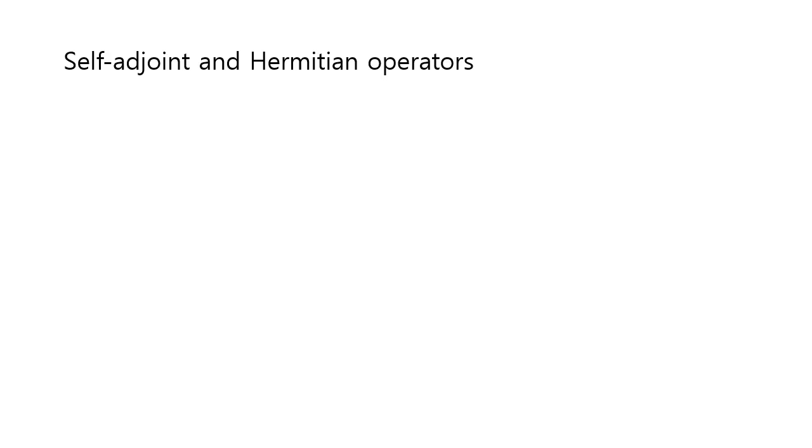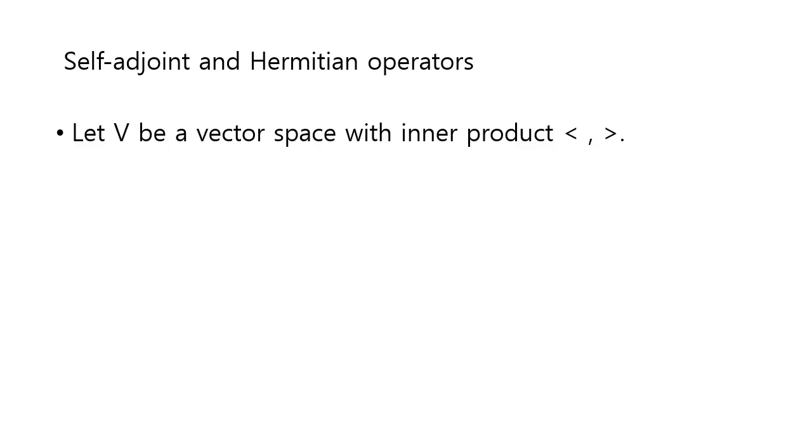Let me introduce to you the self-adjoint and Hermitian operators. I have to say in advance that I'm not talking about the mathematically rigorous kind of definition, but I will be giving you a more loose version that physicists use. Let's say we have a vector space V with the inner product.